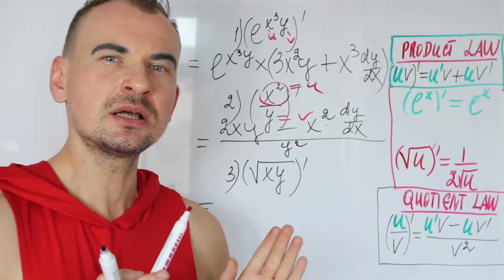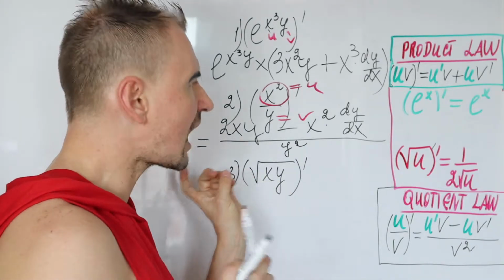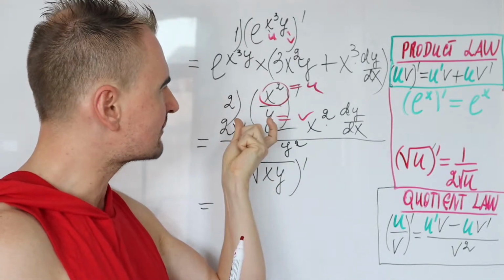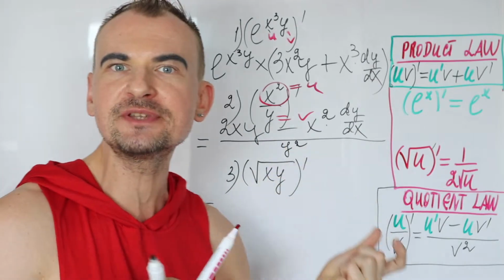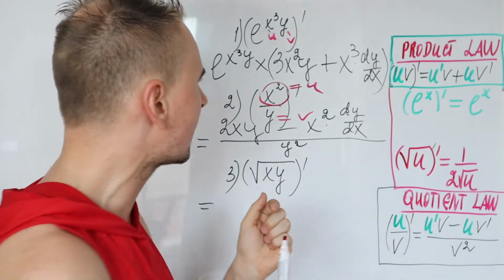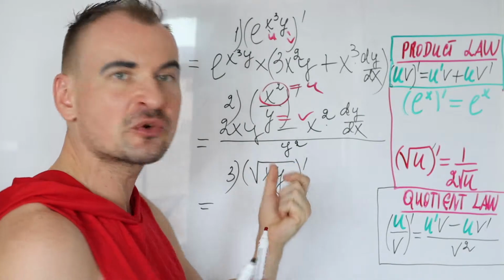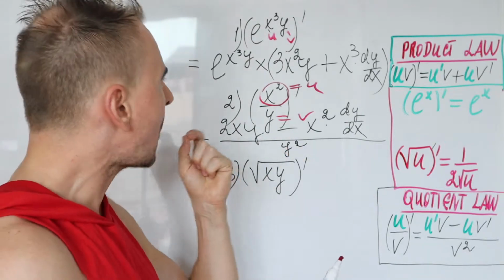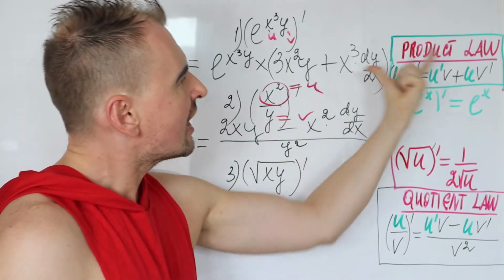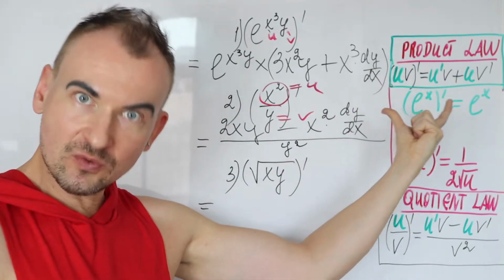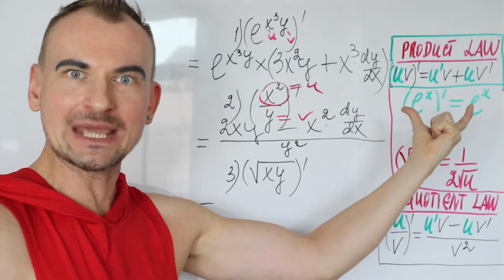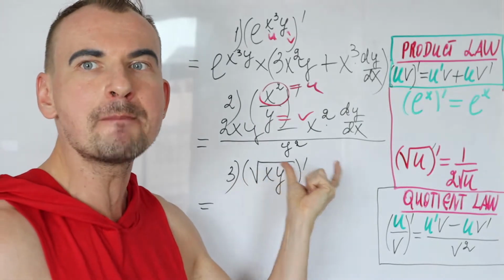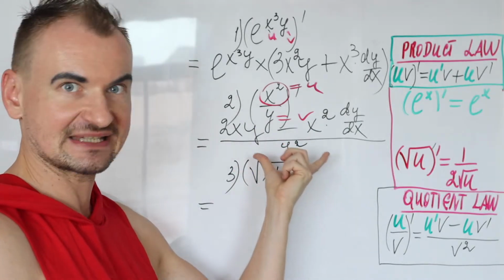One little side note: x squared divided by y, to be precise, can be treated as a product as well. It can be treated as x squared times 1 over y. So actually, the product law is also applicable to this one. You can use it to differentiate, and you would come up with the same answer.